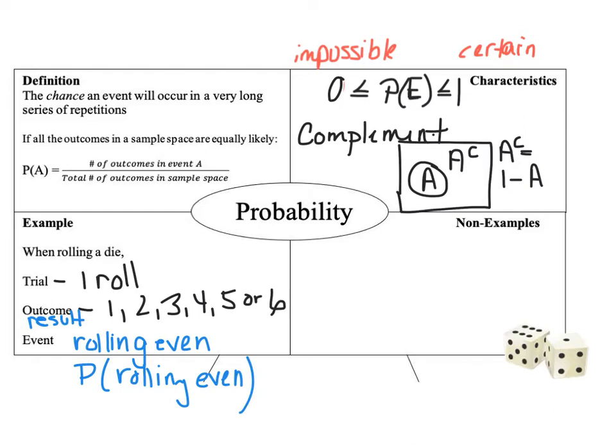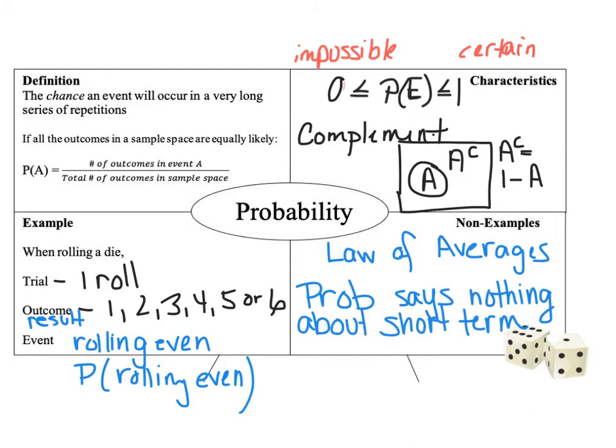Okay, some non-examples of probability. Your textbook talks about the law of averages, meaning there is no such thing. We have the law of large numbers, which says probability is a prediction over long-term results when we do something many, many times. Probability says nothing about the short term. Often you hear people say something is due to happen because it hasn't happened in a long time. But probability is only about many, many, many times. It's nothing about the short term.